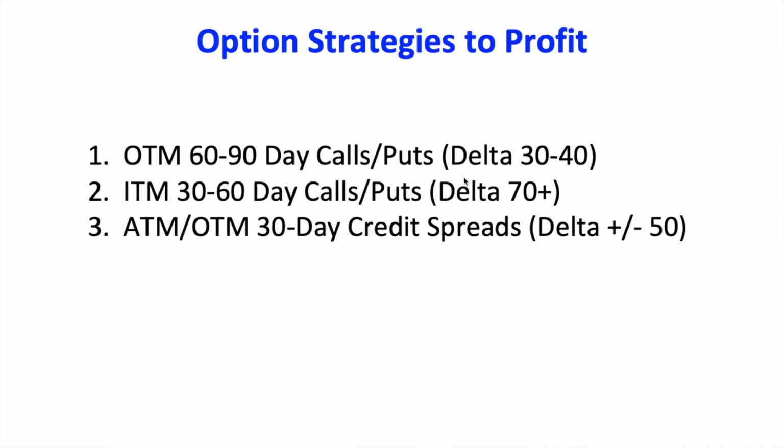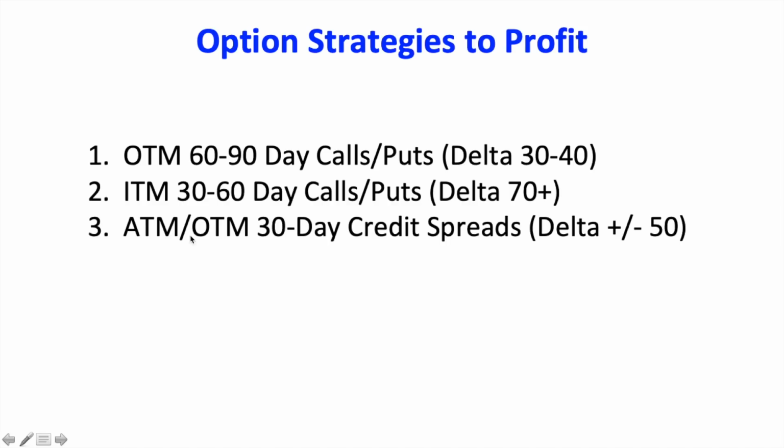All right, so there you have it, a very straightforward system to go directional. Now the question you should have at this stage is, which option strategy should I use to profit? First off, you don't know exactly how long you're going to be in the trade, so you need to think about that. You can use a longer term trade by using out of the money 60 to 90 day calls or puts with a delta of absolute value 30 to 40. So that's your traditional out of the money calls and puts.